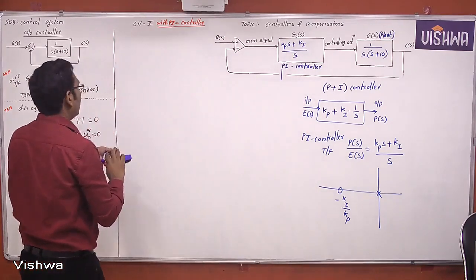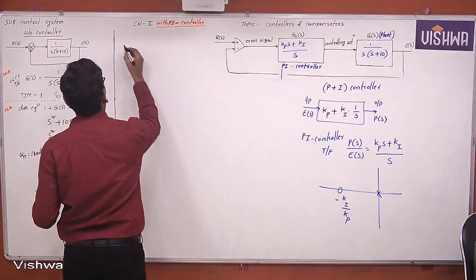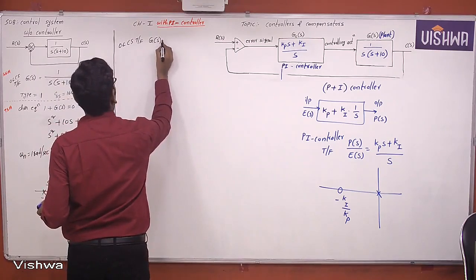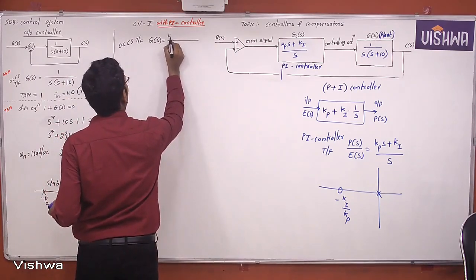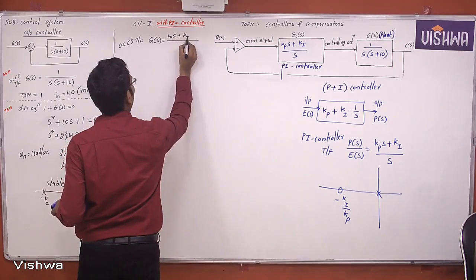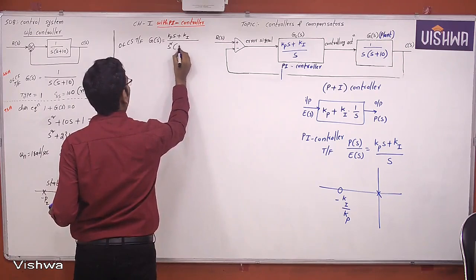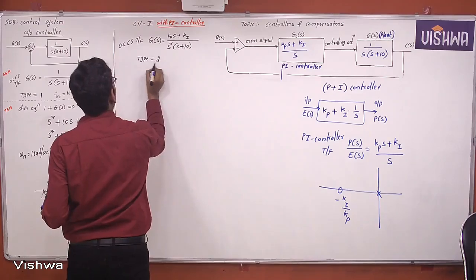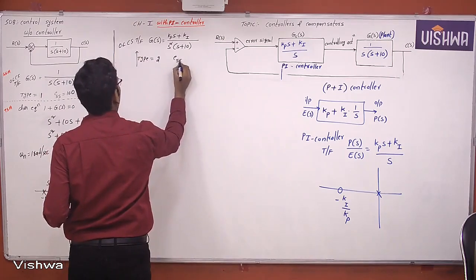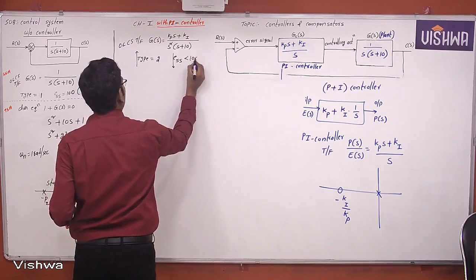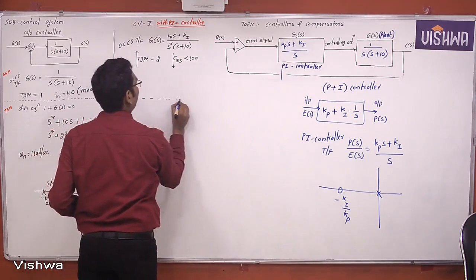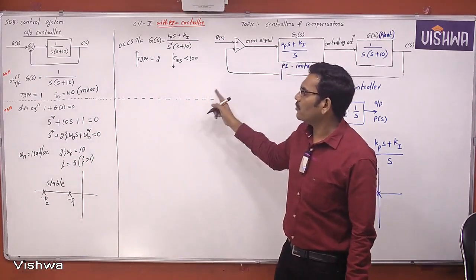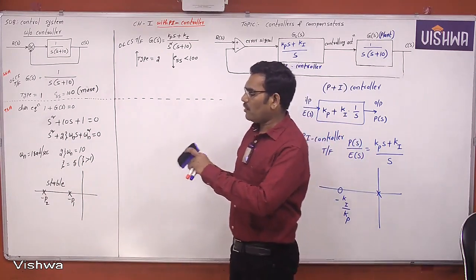So with the PI controller, what is the forward path gain? The open loop transfer function G of S is Kp into S plus Ki by S square into S plus 10. Now the type is 2. Since the type is increased, the steady state error decreases. This is the same effect we observed in the single I controller also. Is it right or not? But what is the problem in the single I controller? It will affect the stability, but let us see what happens here.